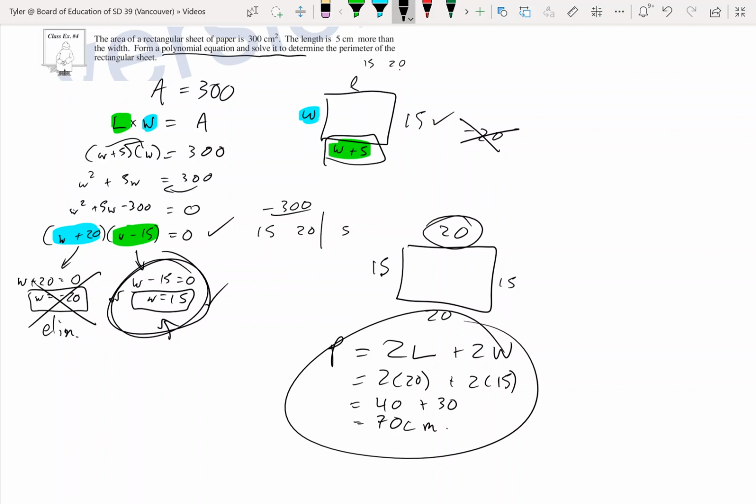This part isn't very confusing. The confusing part, I think, is writing the initial equation, thinking of something like this, w plus 5 or whatever, finding the two possible answers for what w is, and thinking, does that answer actually make sense?